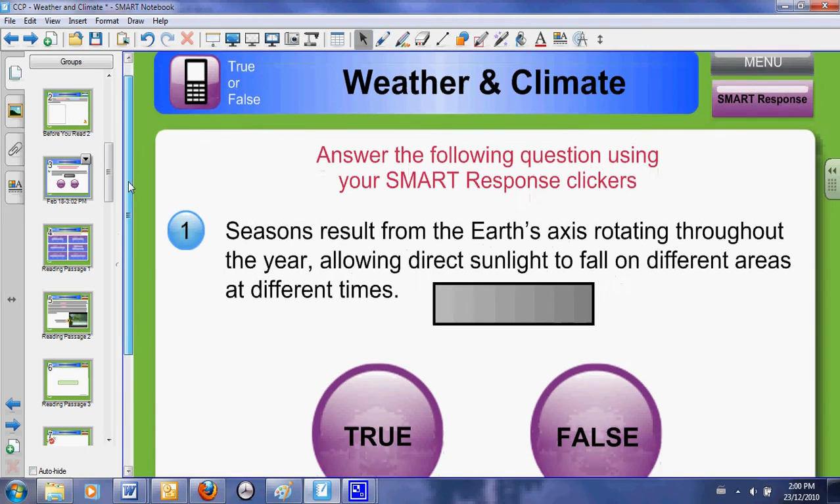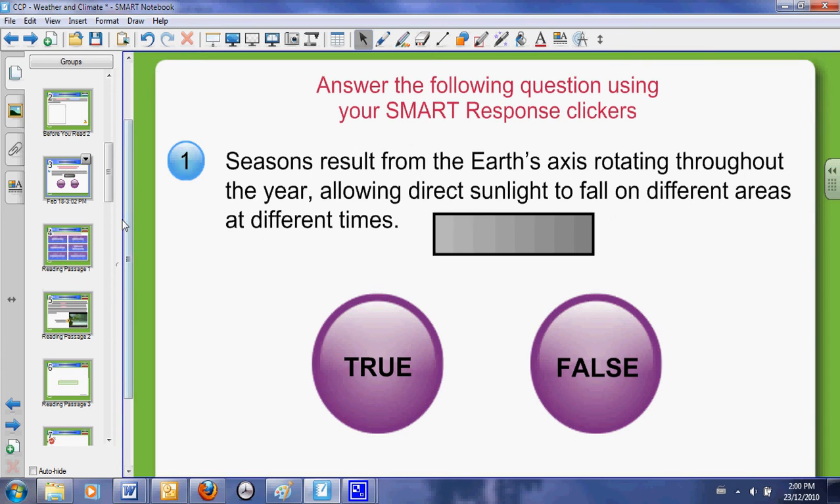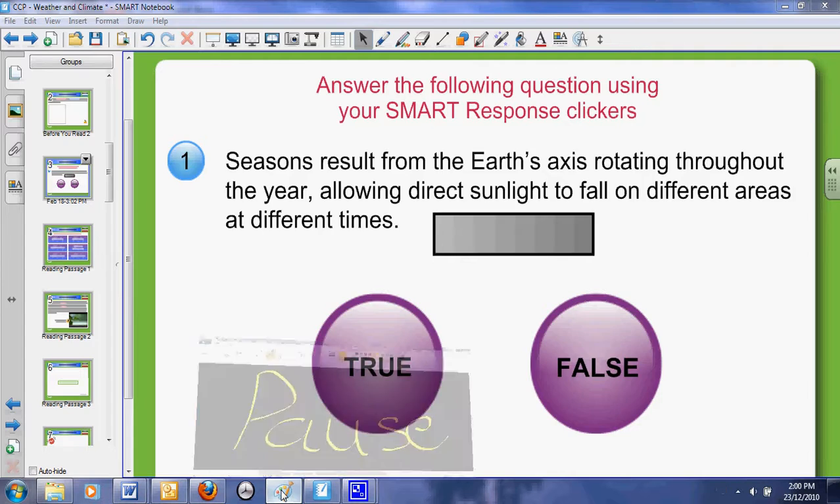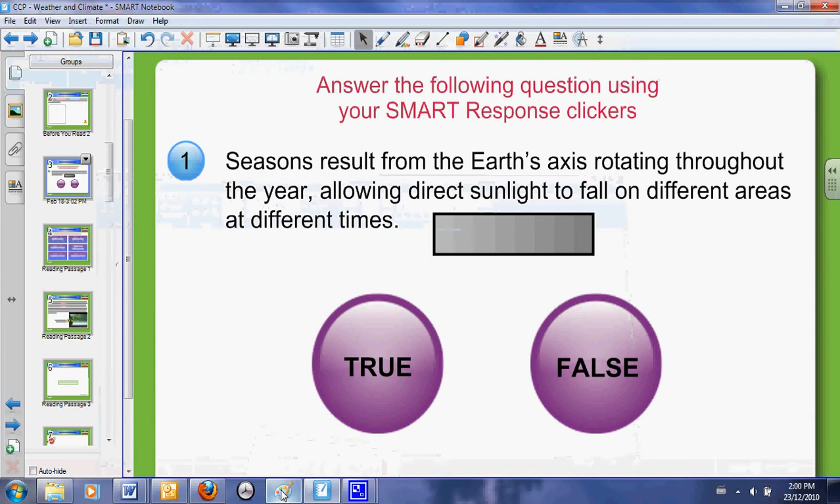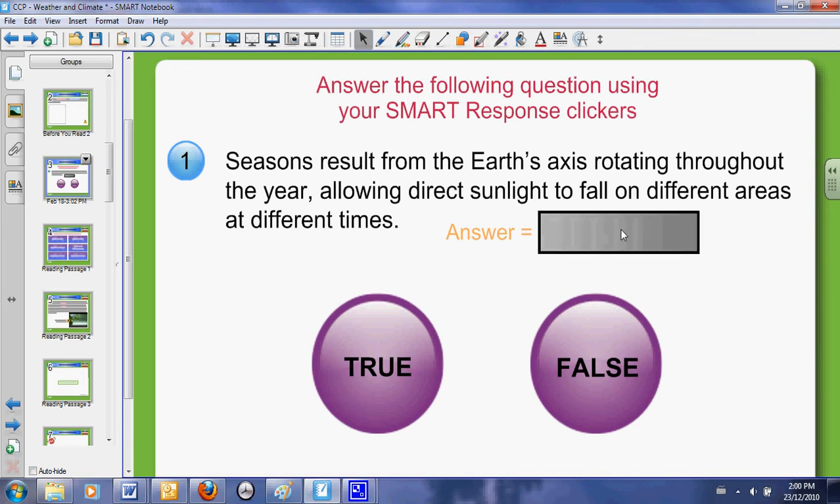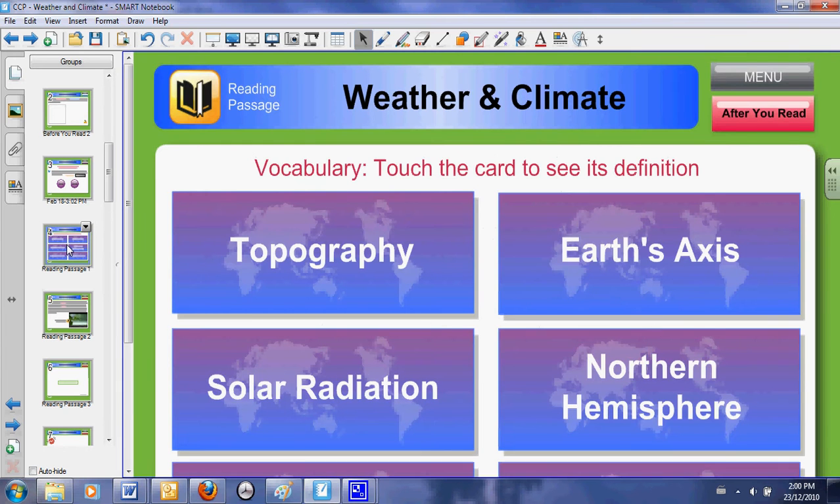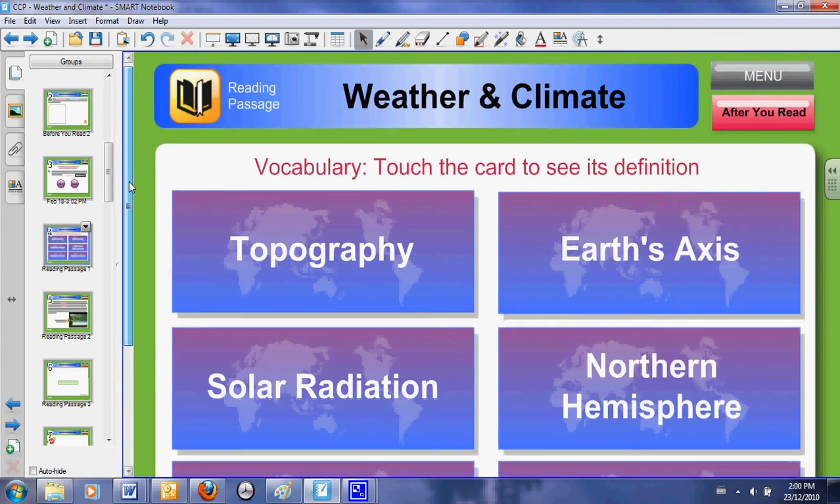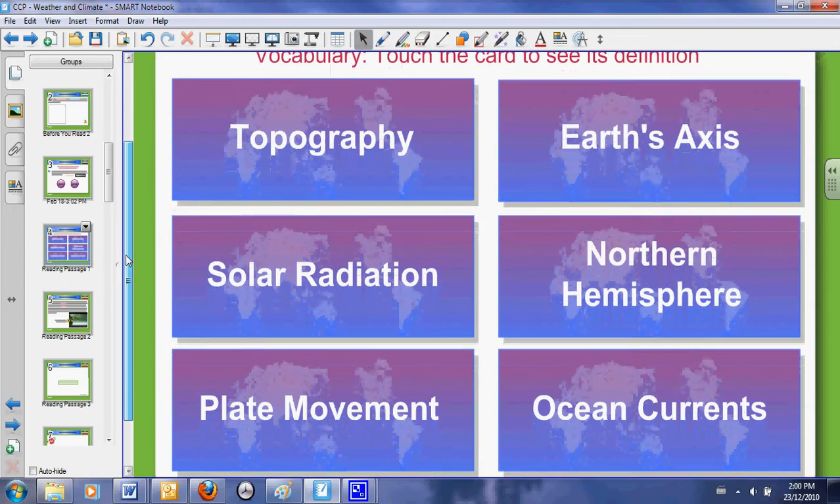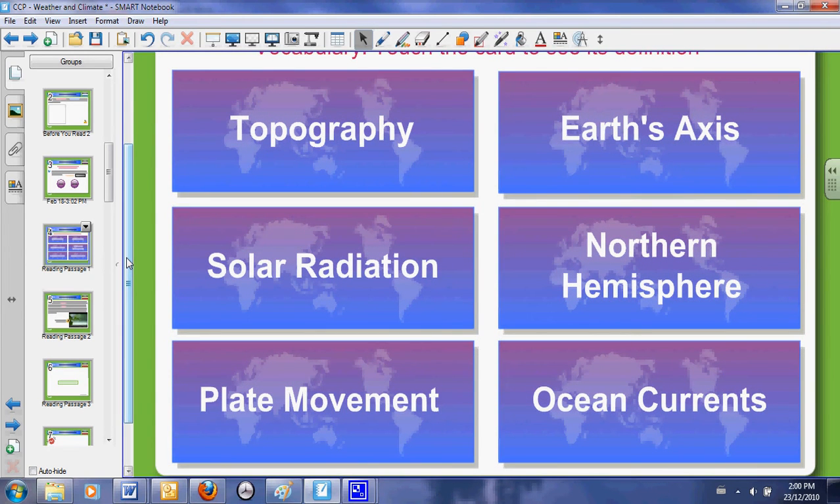The next slide asks us a question. Seasons result from the Earth's axis rotating throughout the year, allowing direct sunlight to fall on different areas at different times. Is that true or false? The answer is true. Now, the next thing I need you to do is to know what these vocabulary terms are. So take a second and write down your answers.